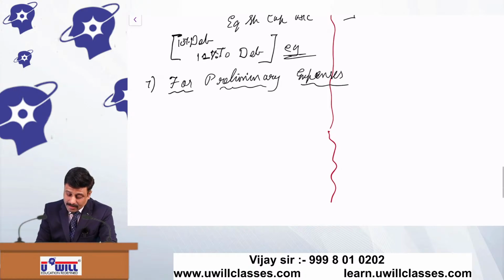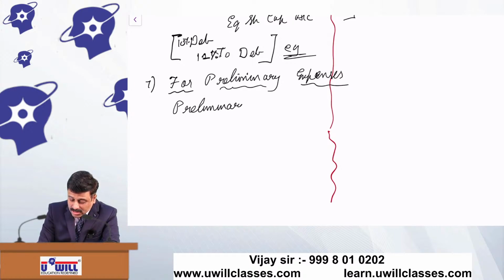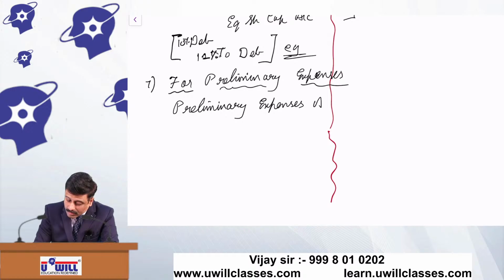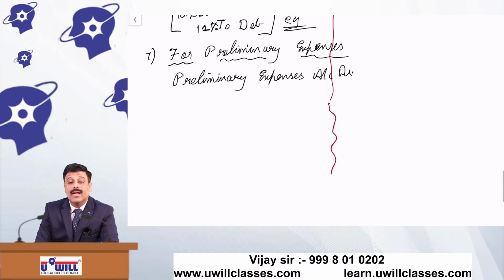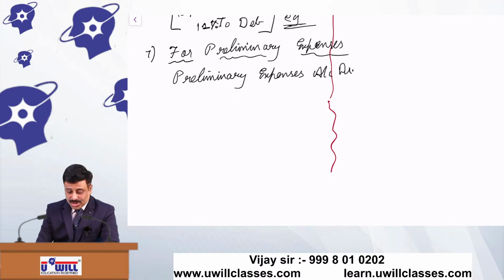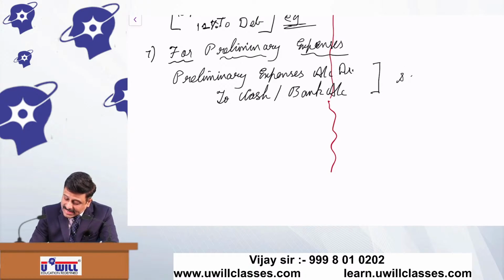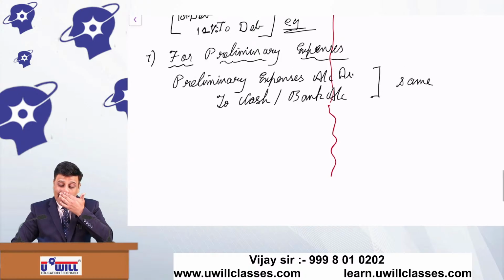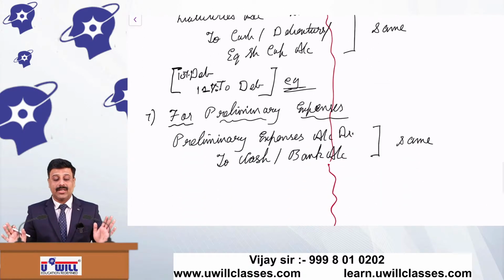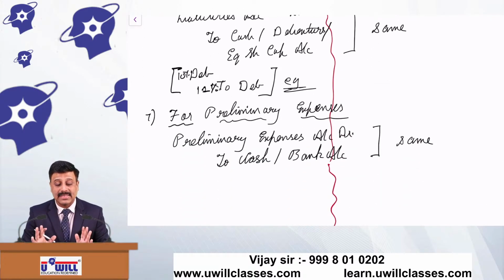So what will that entry be? Whatever expenses you are incurring, debit all expenses and losses. Preliminary expenses account debit. And generally you would pay those expenses in cash. So cash goes out, credit what goes out to cash or bank account. And this entry will again remain same, whether it is pooling of interest method or purchase method of accounting. This entry will again remain same.